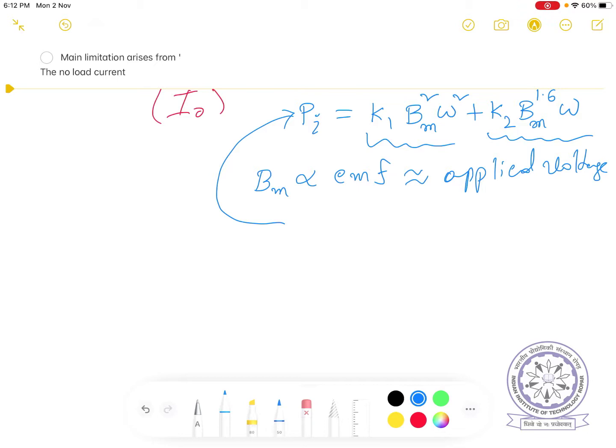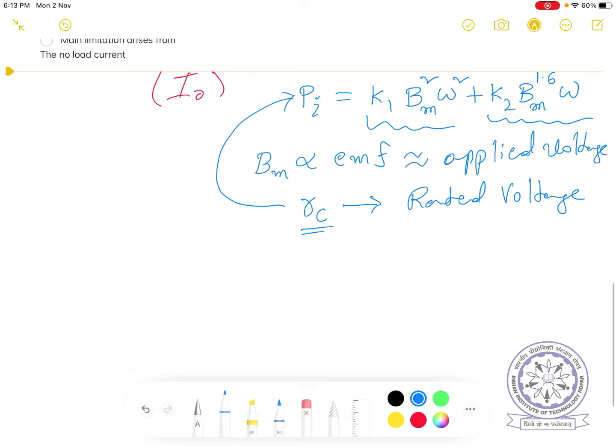Therefore, obviously, the core loss resistance RC, whatever is estimated, is valid only for a particular voltage, the voltage at which it is determined. Normally rated voltage will be applied in the no load test. Therefore, the core loss resistance will also be that of rated voltage. This is the second limitation of the equivalent circuit.